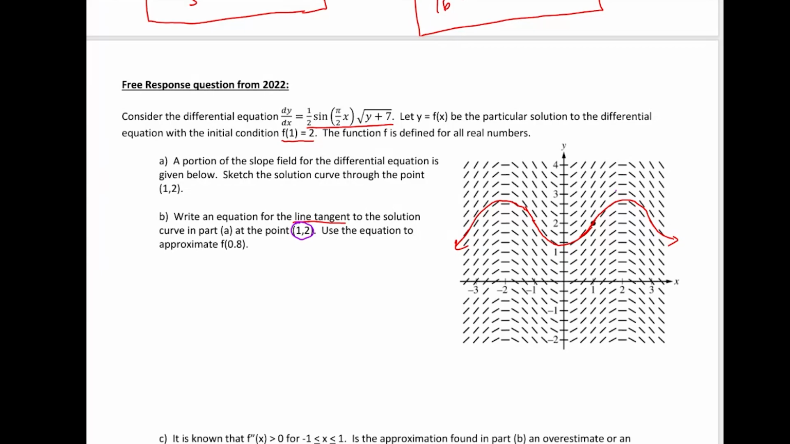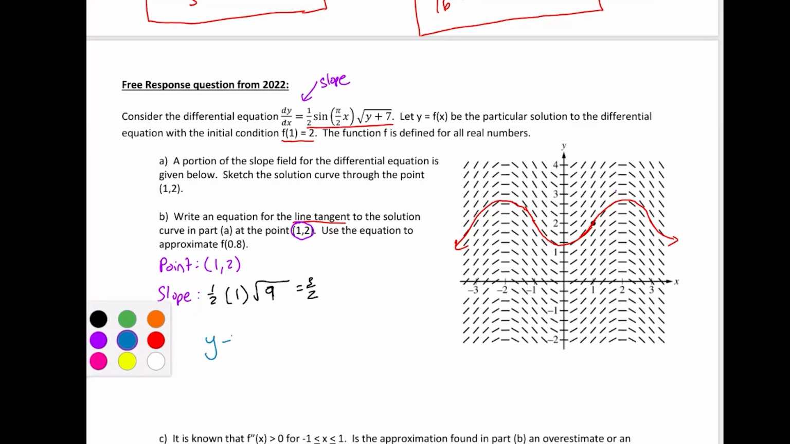So we have a point, (1, 2). We do need to find the slope there, so we're going to have to plug (1, 2) into our slope equation. My slope is going to be 1/2 times the sine of pi over 2 times 1. Sine of pi over 2 is 1, so that's times 1 times the square root of 2 plus 7, which is 9. The square root of 9 is 3, and so we get 3/2. So I was a little bit off on the slope there. It's 3/2, not 1, but that's okay.